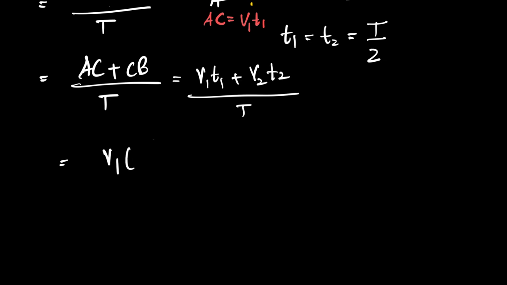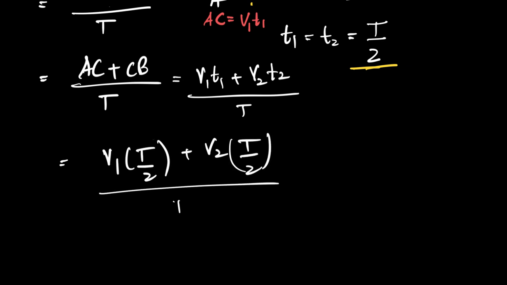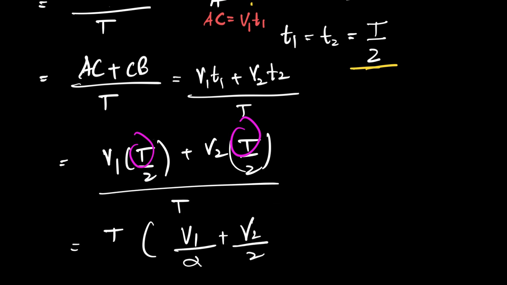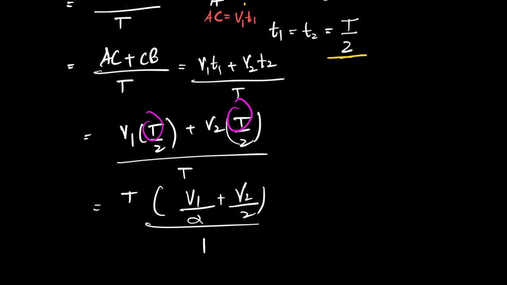Now, if we go further, what is v1 t1 plus v2 t2? v1 times t1, and t1 is T by 2, because we just said it's half time, plus v2 times t2, and t2 is again half time, so this becomes T by 2, and the whole upon T. What we can do is take T common from the numerator. Then we have v1 by 2 plus v2 by 2, the whole upon T, which means T and T cancel off, and we get v1 plus v2, the whole upon 2.